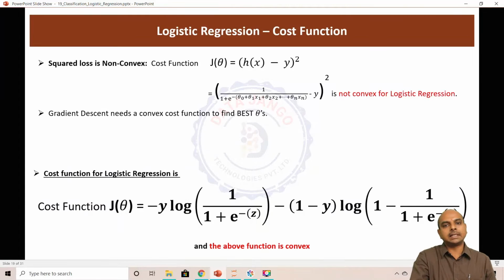So for gradient descent, the cost function is the basis, right? I hope you remember. In linear regression, it took the squared loss function because it is convex, and it started taking random thetas and then started moving those random thetas towards the global minimal error place. I hope you remember that. So the same concept applies here also, but the cost function is going to be different.